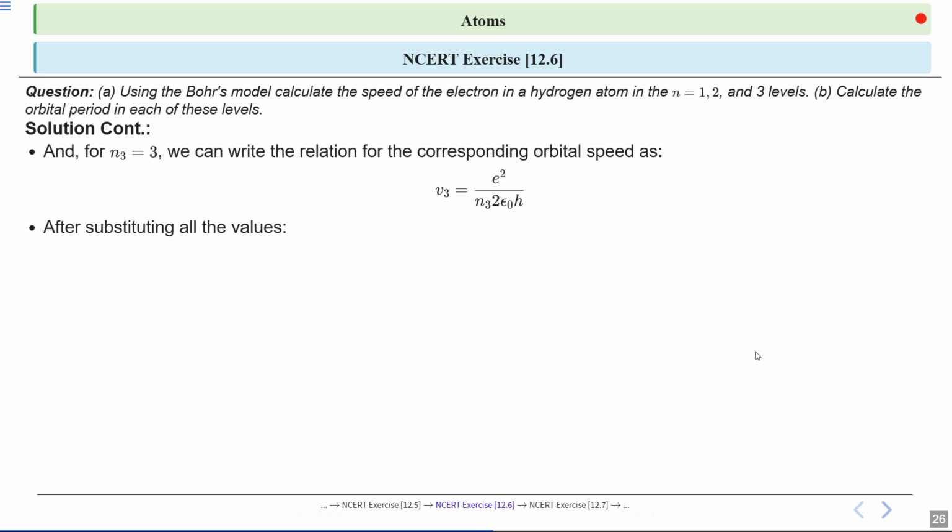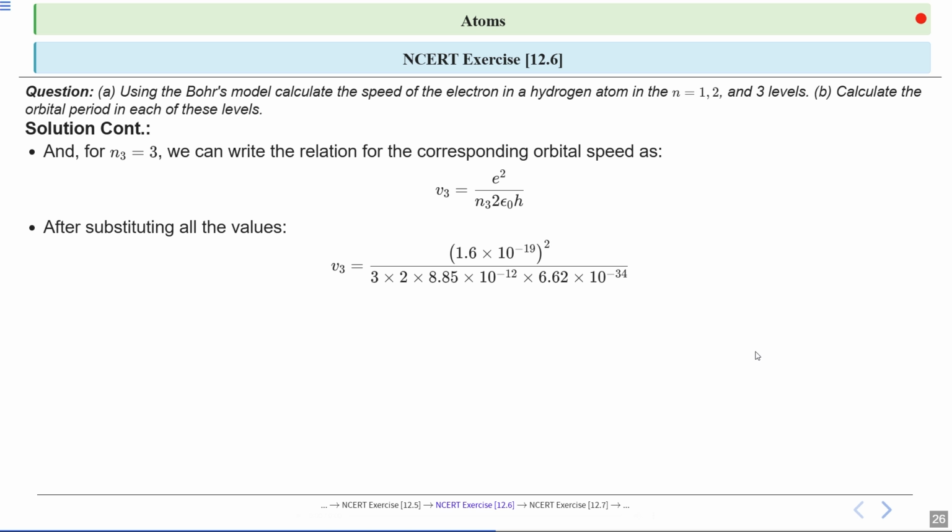Now let's substitute the actual numerical values into the formula. We have e as 1.6 times 10 to the power minus 19 coulombs, epsilon naught as 8.85 times 10 to the power minus 12 farad per meter, and h as 6.62 times 10 to the power minus 34 joule seconds. After plugging in all the numbers and calculating, we find that the speed of the electron in the n equals 3 level is 7.72 times 10 to the power 5 meter per second.